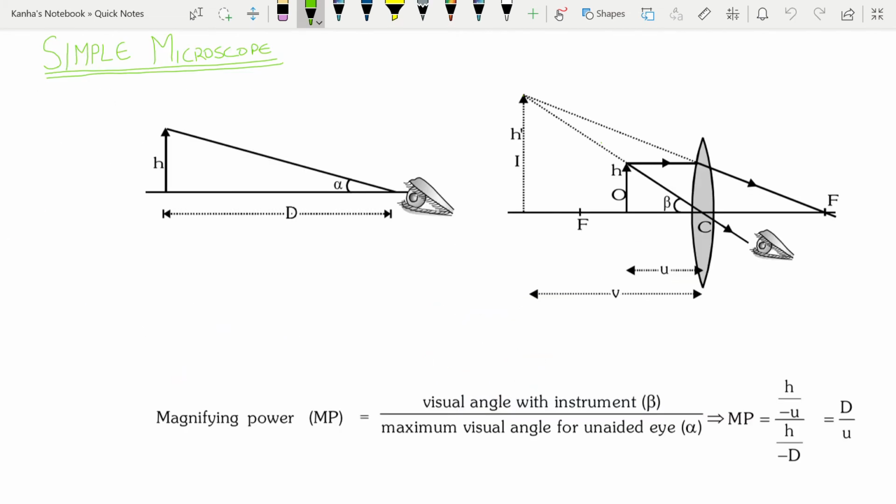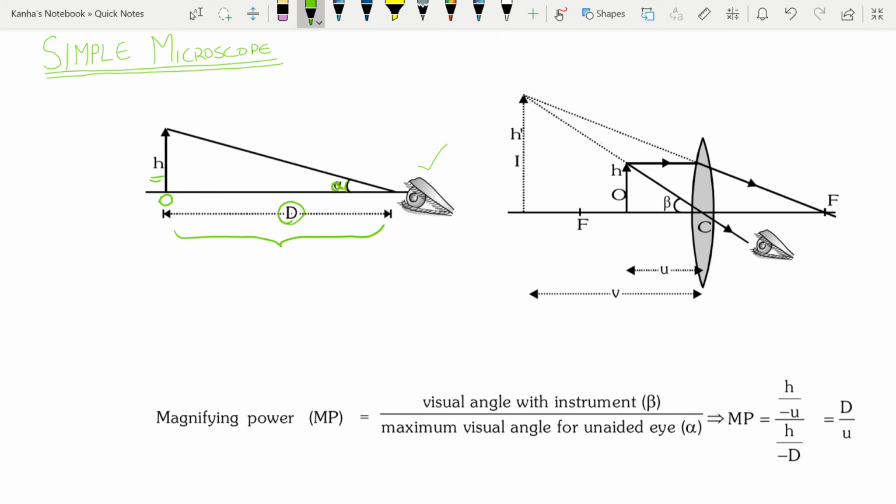Now let's talk about the simple microscope. It is a simple convex lens which is used to see the magnified image of an object. So what do we have here? If I have an unaided eye right over here and an object is placed in front of it, let it be placed at some distance d, which is the least distance of distinct vision. For this distance d, my eye is not strained that much in order to see this object. Let this object have a height O, and it extends an angle alpha at your eye whenever you're trying to see it.